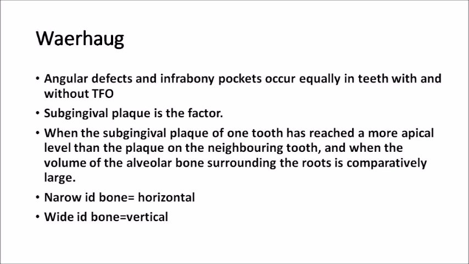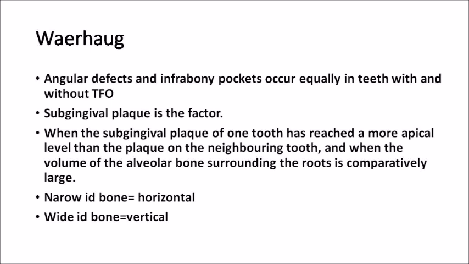According to Verhoek, trauma from occlusion is not doing anything much. Subgingival plaque is the culprit. When the subgingival plaque of one tooth has reached a more apical level than the plaque on the neighboring teeth, then definitely the volume of the alveolar bone surrounding the root will also be comparatively different. So in case of narrow interdental bone, because the radius of action is 1.5 to 2.5 millimeters, it can destroy all this bone. So it becomes a horizontal bone loss.